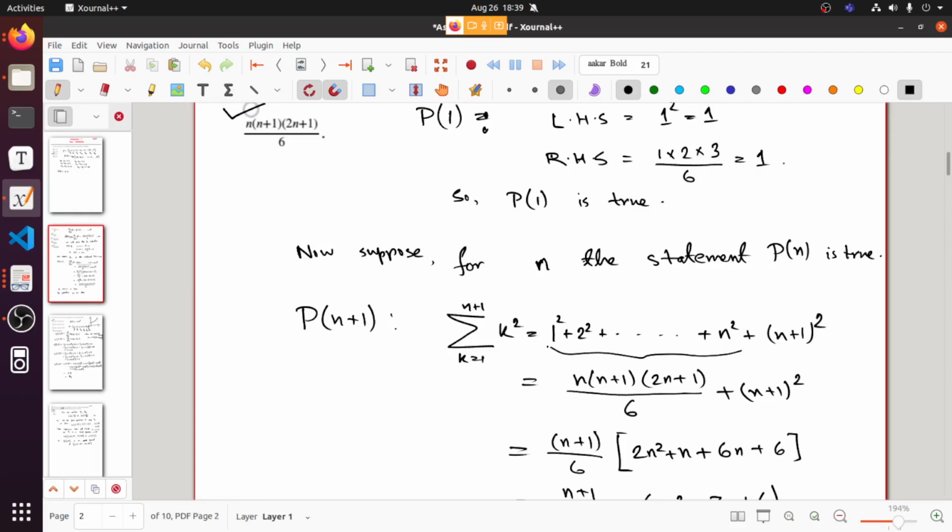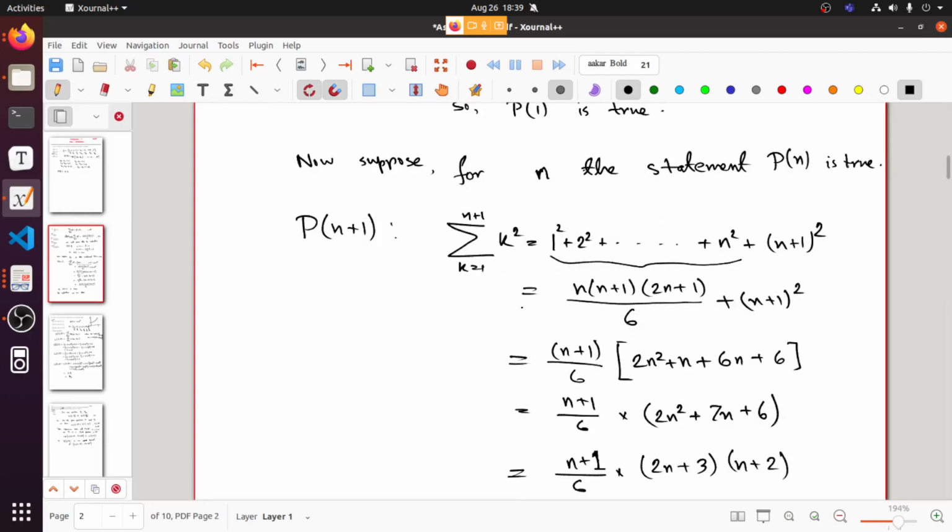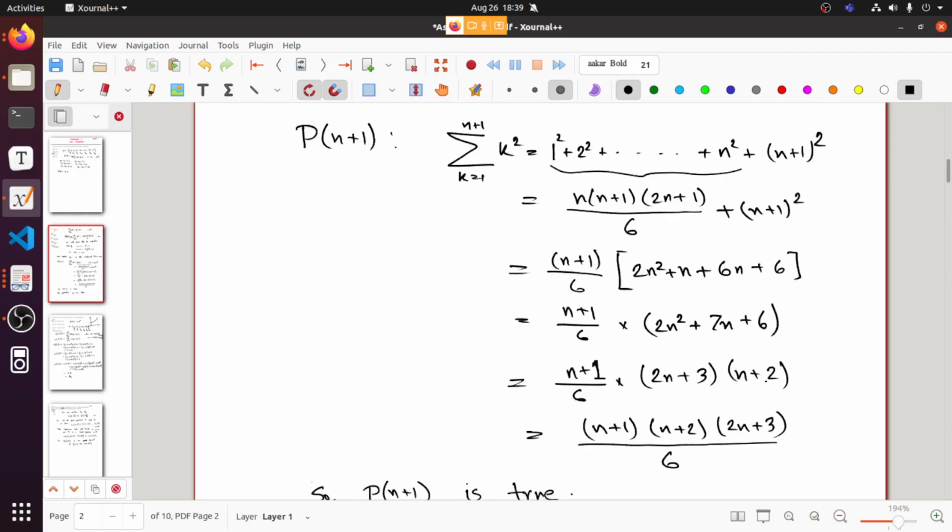By induction we know the sum of squares of the first n natural numbers, so just write it down. It will be n into n plus 1 into 2n plus 1 by 6 plus n plus 1 whole square, right? Then take n plus 1 by 6 common. The remaining is 2n square plus n plus 6n plus 1 plus 6. Now factorize: n plus 1 by 6 into 2n square plus 7n plus 6, which factorizes as n plus 1 by 6 into 2n plus 3 into n plus 2.